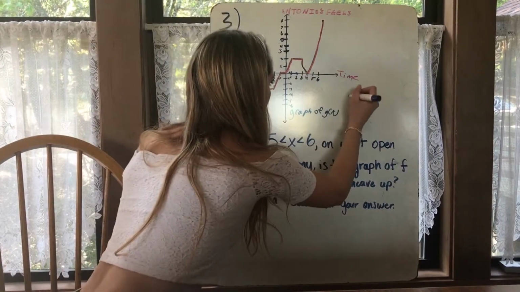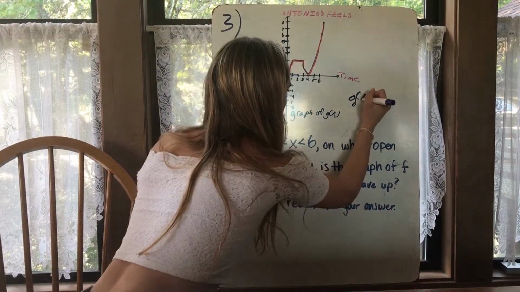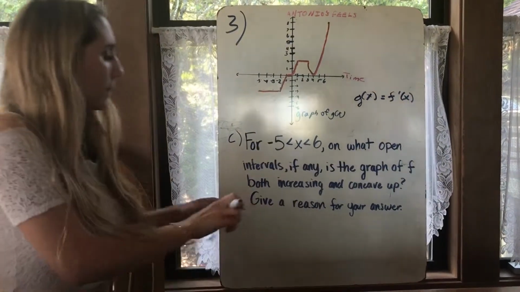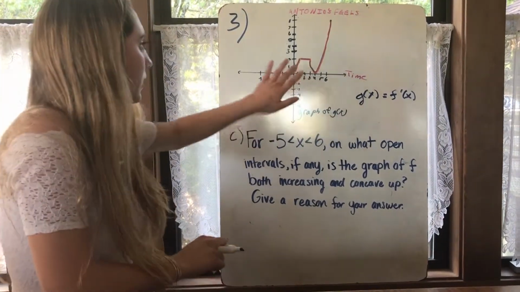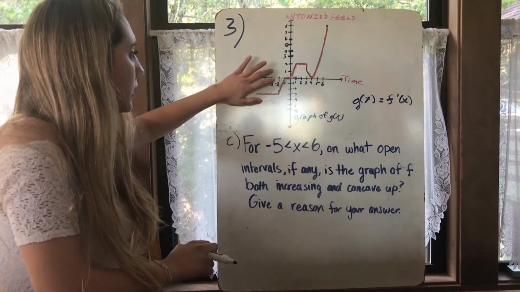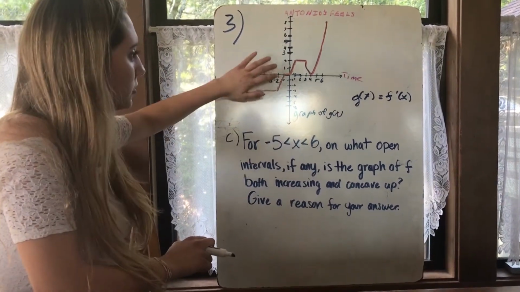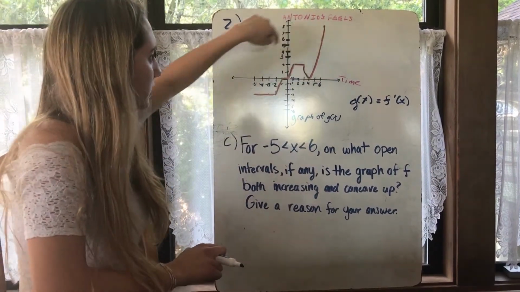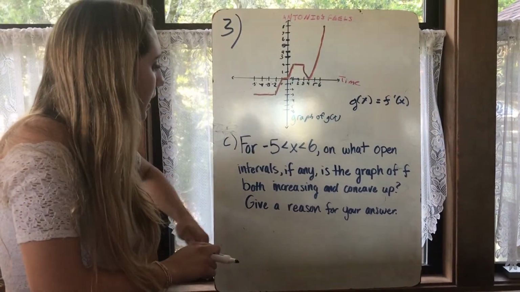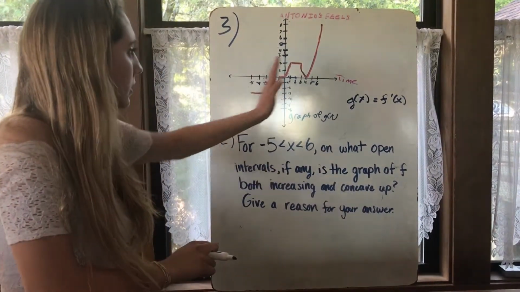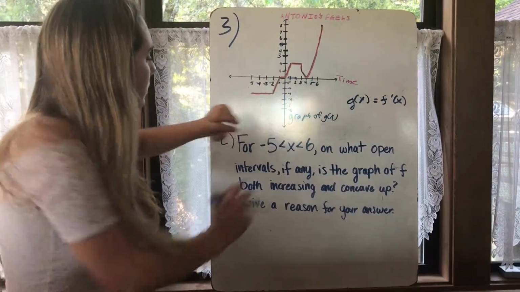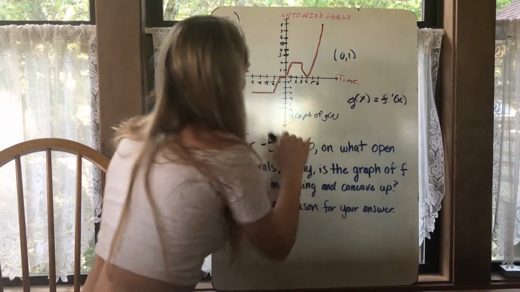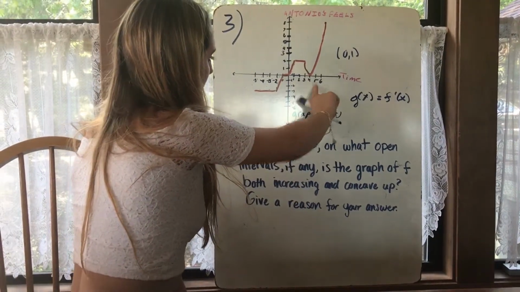So we're going to write down here, g of x is equal to f prime of x. And now that you've stated that, we can go on and look at this. So we know that you have to have your values be positive in order for it to be increasing. So you're only going to look at this first half here. And then, in order for it to be concave up, g has to be increasing, which would be these intervals from 0 to 1, and the interval from 4 to 6.